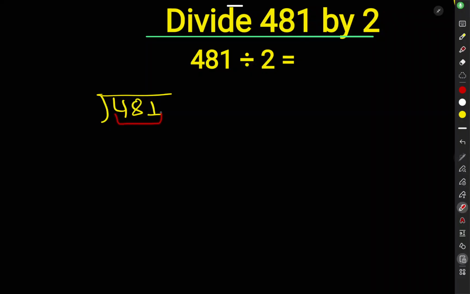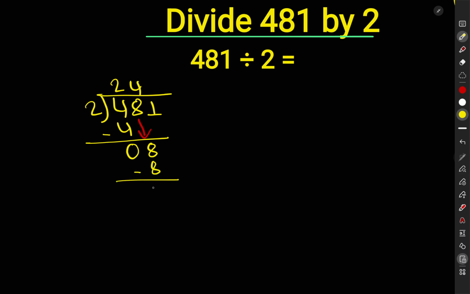Divide 481 by 2 in long division method. 2 times 2 means 4. On subtracting it is 0. So we put down this 8 and 2 times 4 is 8.